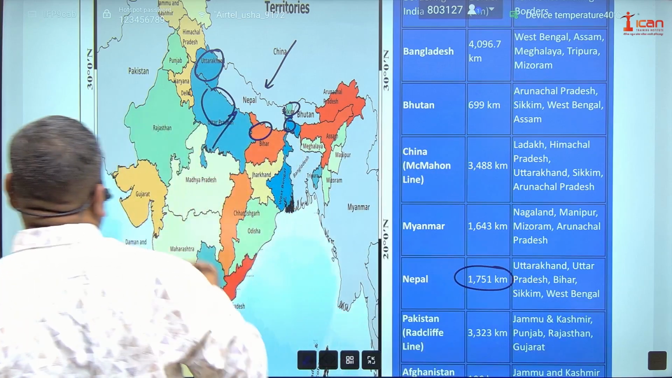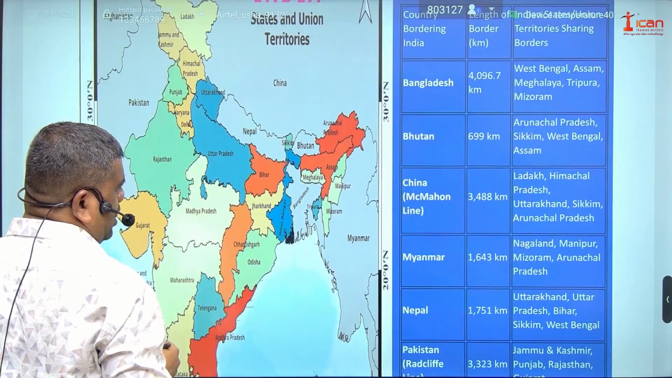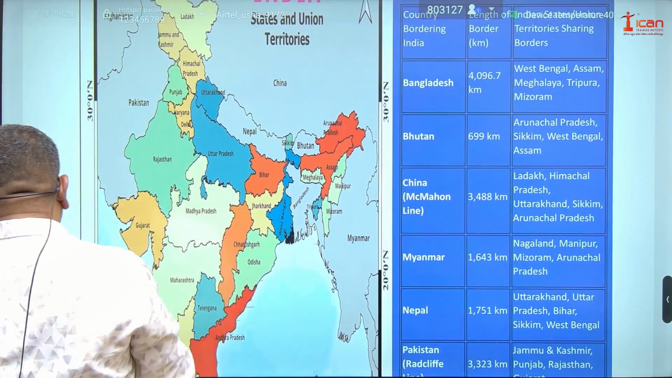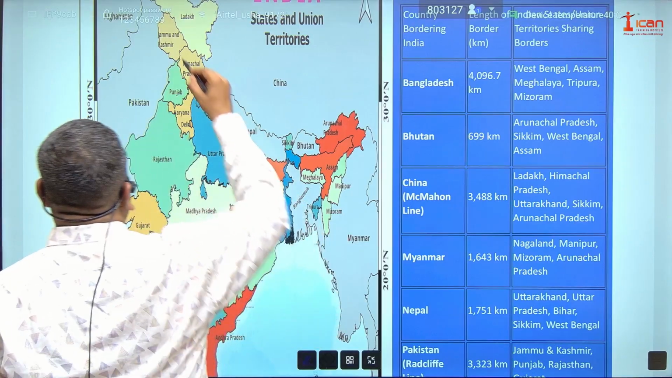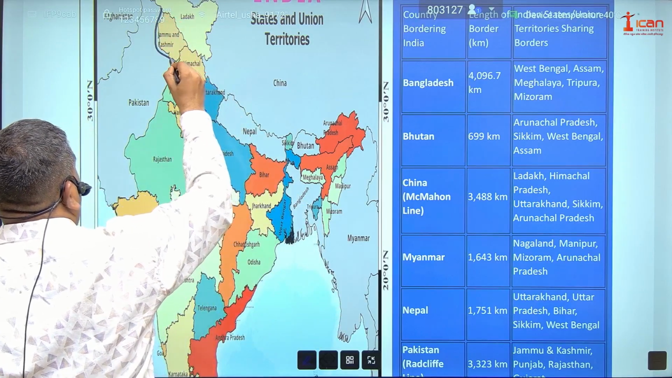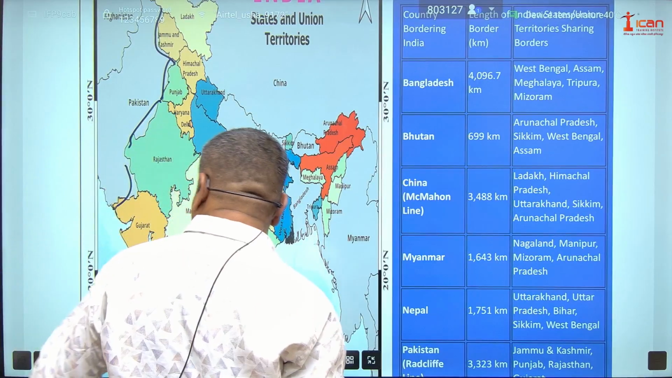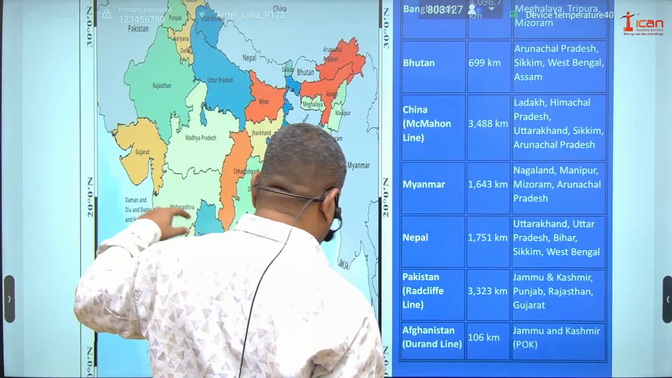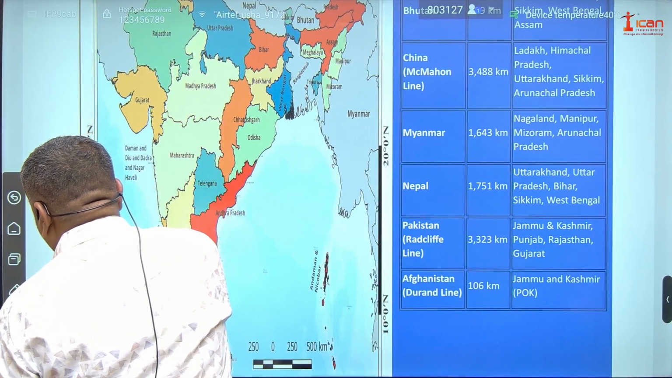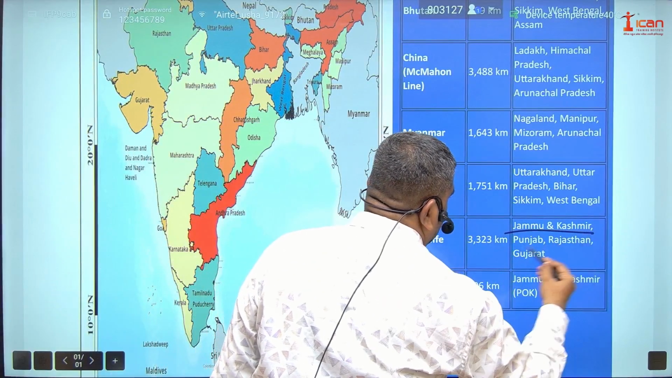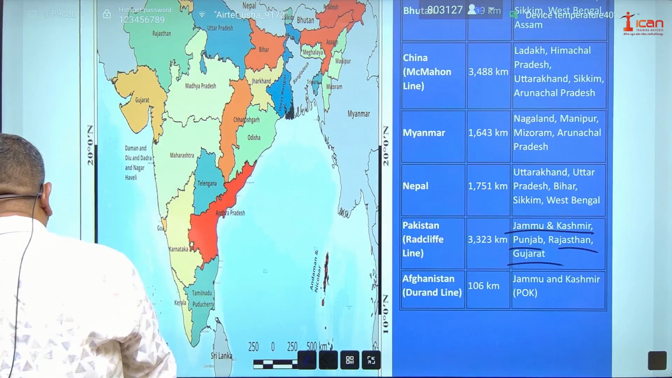Now Pakistan. Pakistan, we have to look at only the Radcliffe line. So what are the states? Jammu and Kashmir, Punjab, Rajasthan, Gujarat, right? So Jammu and Kashmir, Punjab, Rajasthan, and Gujarat. Then let us look at Afghanistan. That is the Durand line.